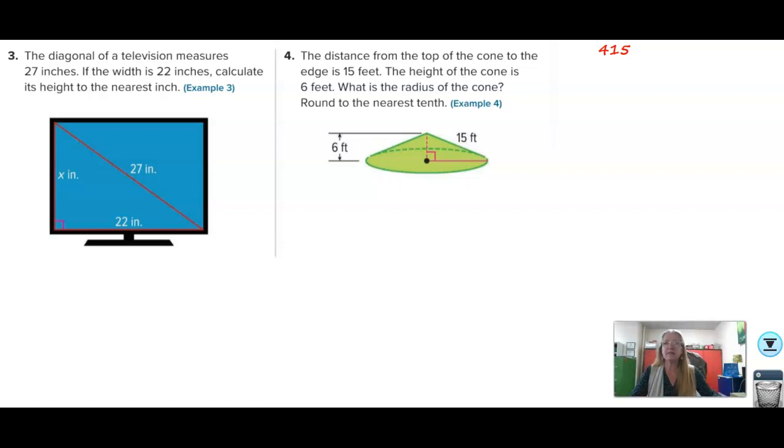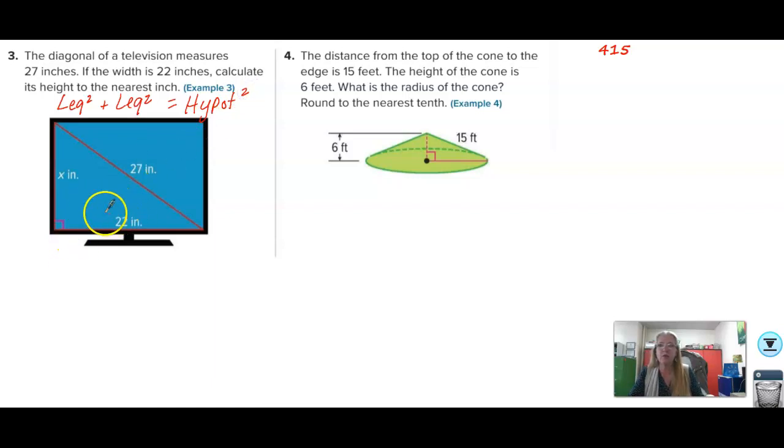Number 3, the diagonal of a television measures 27 inches. If the width is 22 inches, calculate the height to the nearest inch. Okay, so now they've changed it up on you. You'll notice over here that these are your legs. This is a leg and this is a leg, and we're missing a leg. We don't know that leg, but they've given us the hypotenuse. So we're going to go ahead and set this up. Remember that the way the Pythagorean theorem works is you have leg squared plus the other leg squared equals the hypotenuse squared.